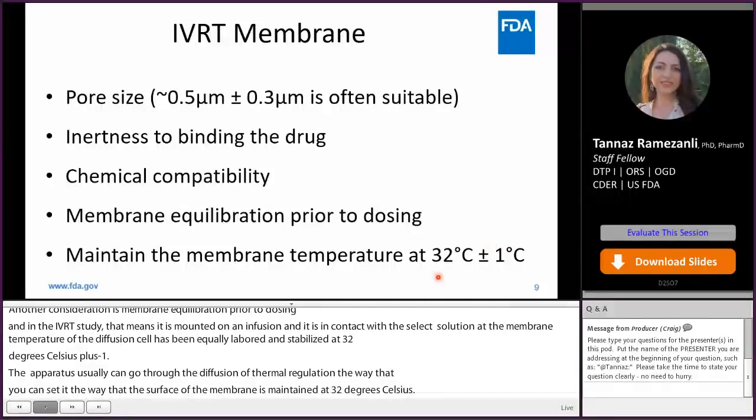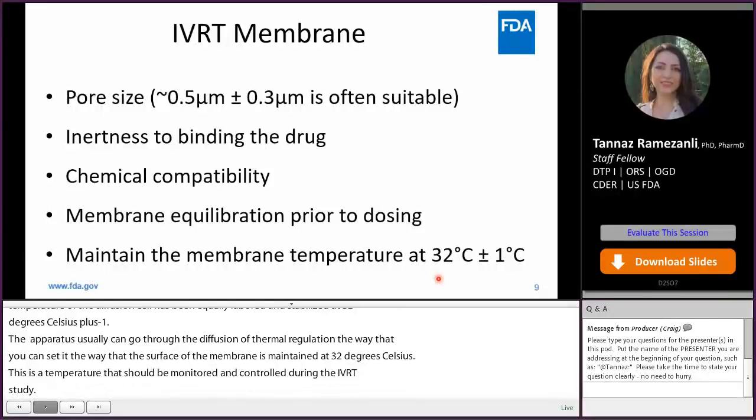This temperature is meant for topical dermatological drug products, but when you're conducting IVRT for, let's say, vaginal or rectal semi-solid products, then you need to target a membrane temperature of 37 degrees plus or minus 1.